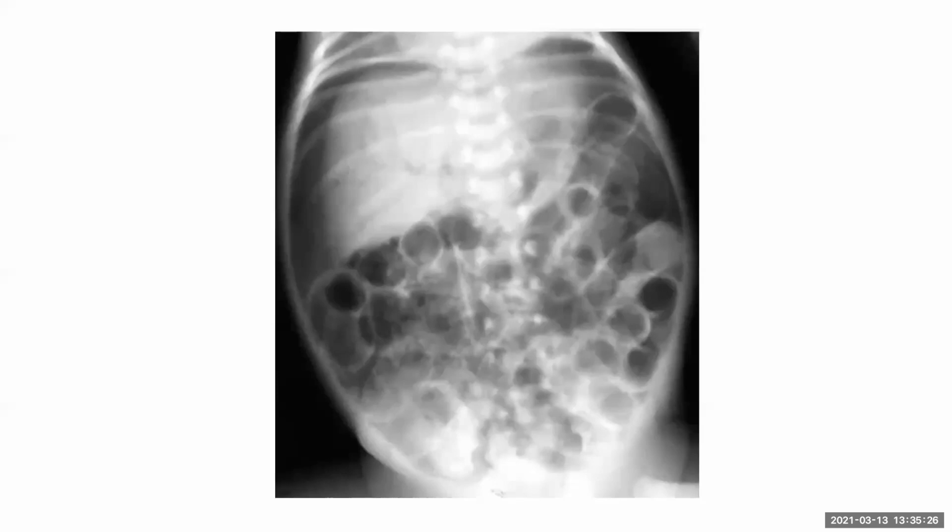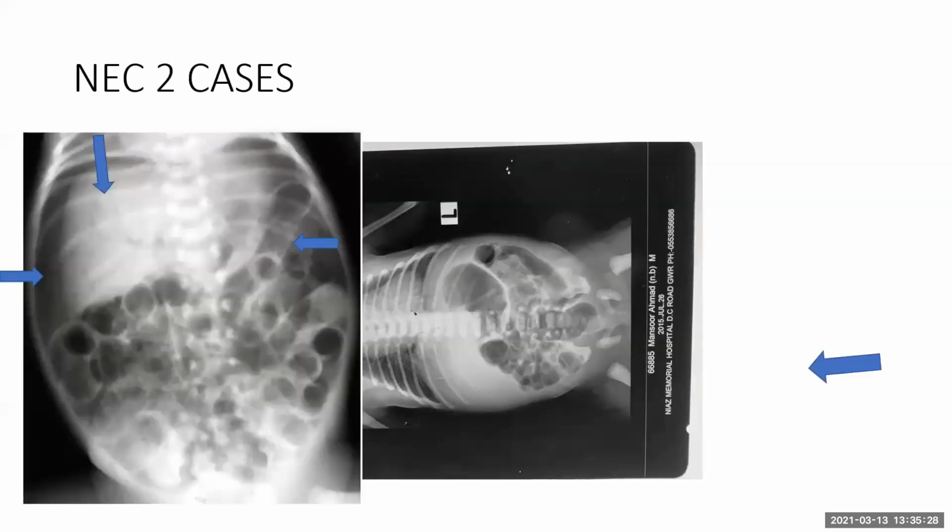Okay, that's good. I don't know how my films have flipped. I must have done something wrong there. But this was another case which showed this bowel wall air. If you allow me, I'll just put it right for you. Just a moment.